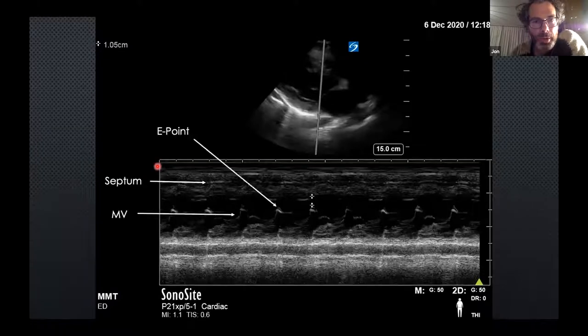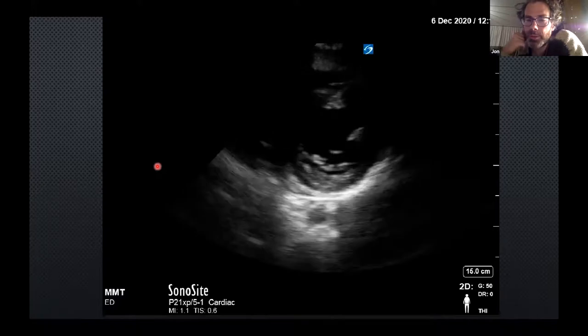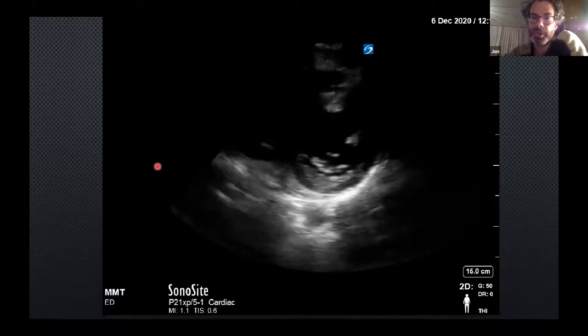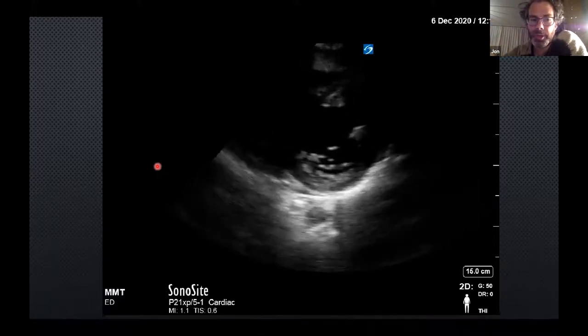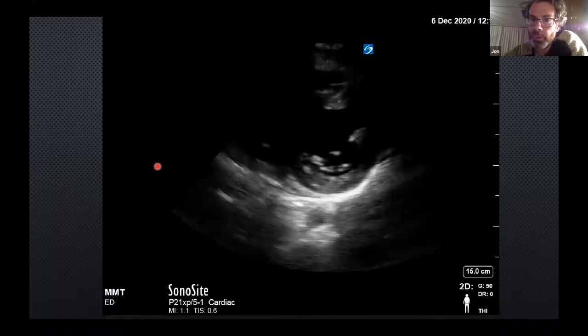Okay, so that was a couple of things on the parasternal long axis. Now this is the parasternal short axis. So we've rotated the probe 90 degrees, so now the marker is to the patient's left shoulder.